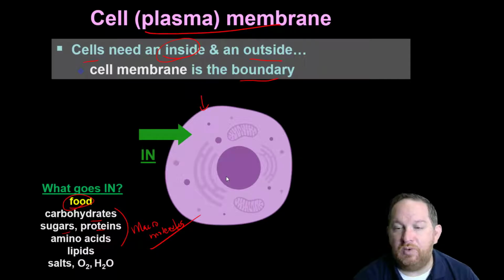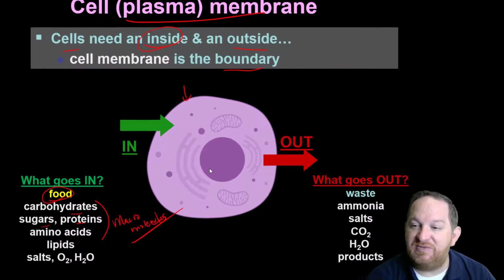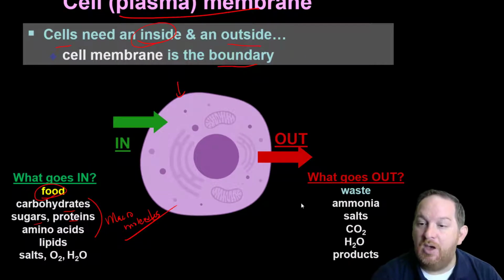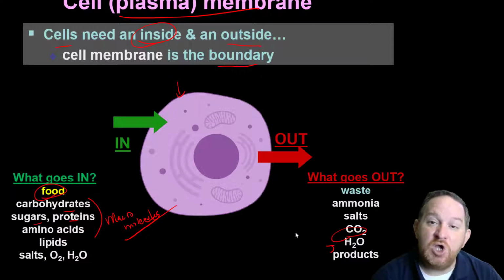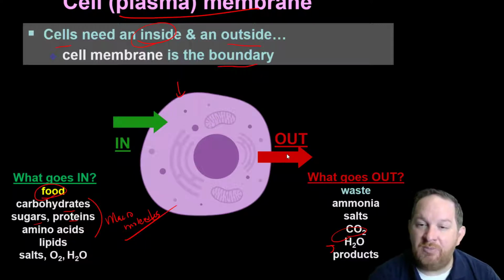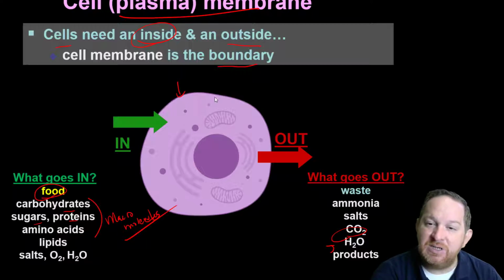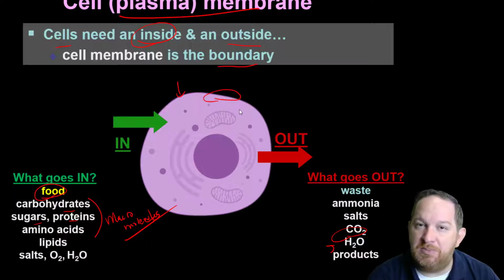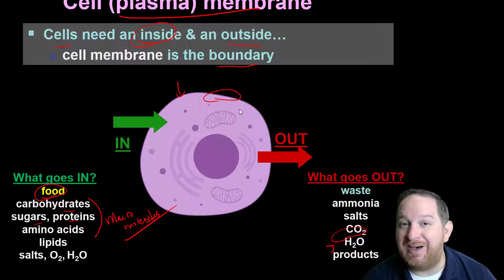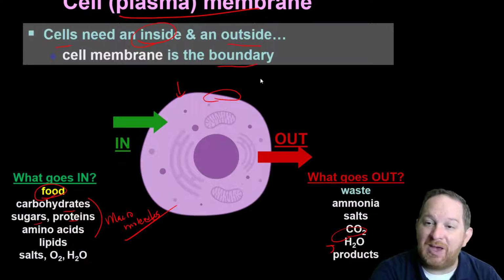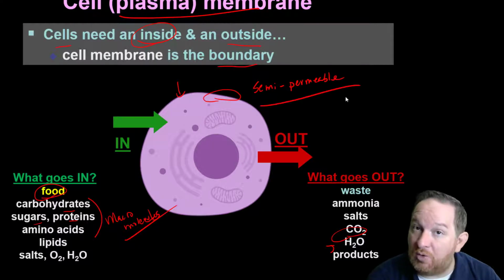Okay, well, what needs to come out? Obviously, things like waste. Okay, ammonia, some salts, carbon dioxide, another byproduct. Some water occasionally needs to go out. So things need to go in, some things need to go out. How is that accomplished? Well, it has to be accomplished through this plasma membrane. We need something that is semi-selective or semi-permeable. Some things can go in, some things won't go in.